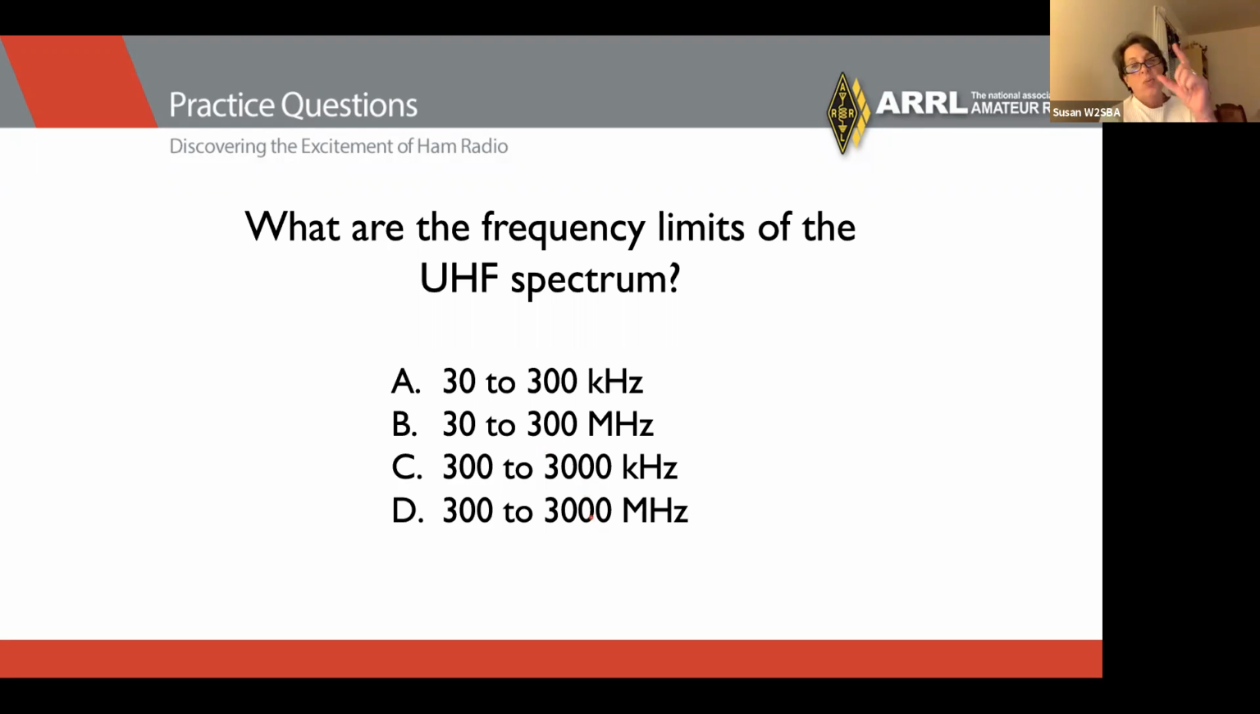They're tricking you because when we looked at it on the band plan, it switched. It went from 300 megahertz to 3 gigahertz. But this is why it's important to know some of these prefixes and know how to convert from one to the other.